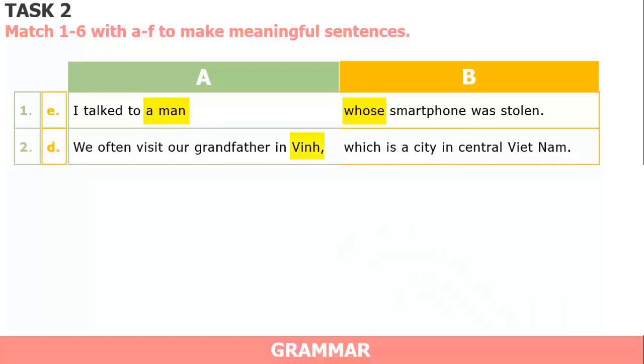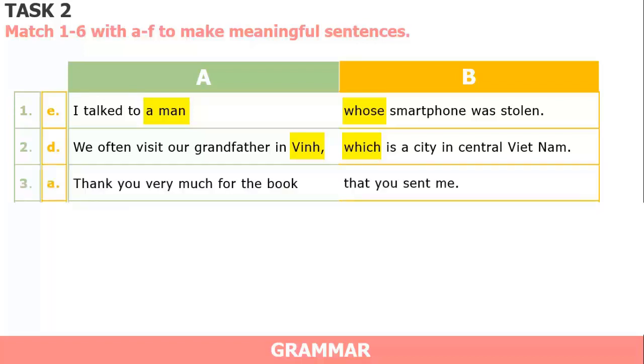Because Vinh is the name of a city. We have to use which as the subject of the relative clause to give more information about the city. The next one. The answer is A. That you sent me. Can you give me the explanation for it? It's easy to see that the book refers to a thing. That in this case, also referring to a thing, is used as the object.